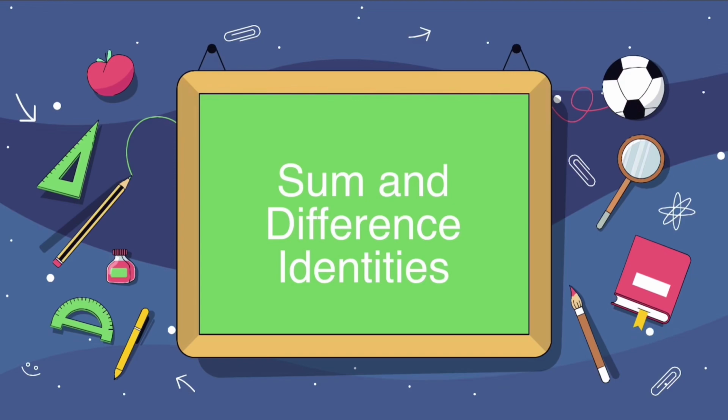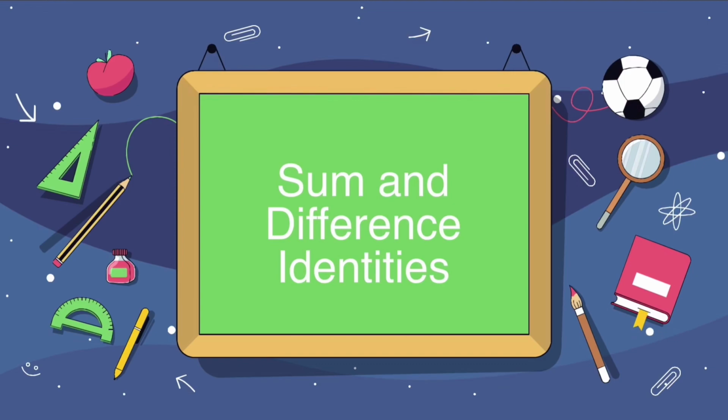For today's lesson, we will be discussing the sum and difference identities. Last time, we already discussed some of the trigonometric identities. We have the reciprocal identities, the quotient identities, and the Pythagorean identities. This time, we will be having the sum and difference identities.